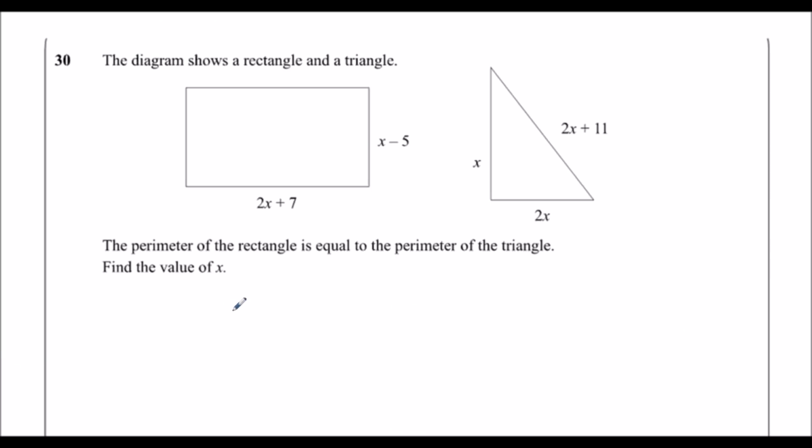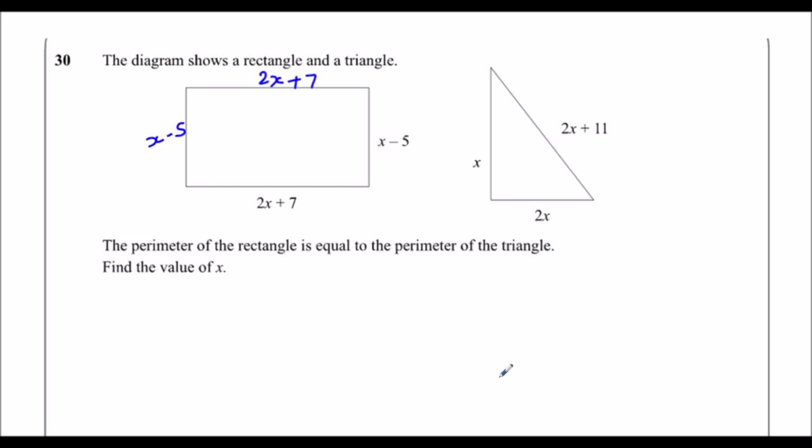Question 30. The diagram shows a rectangle and a triangle. The perimeter of the rectangle is equal to the perimeter of the triangle. Find the value of x. So the perimeter is the length the whole way around the edge of the shape. And the rectangle, the two opposite ones, are equal. So this is 2x plus 7, and this one must be x minus 5. So all of these added up is equal to all of these added up.